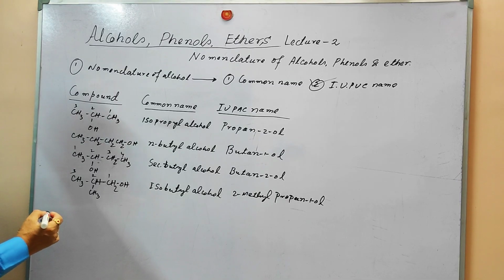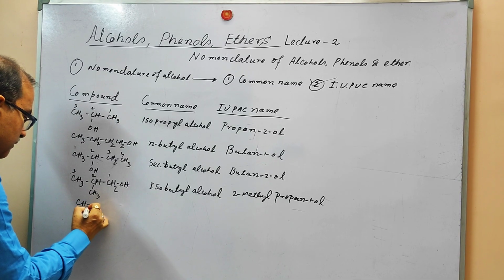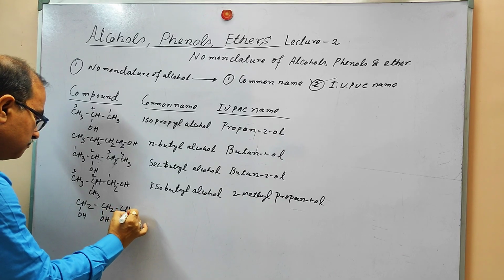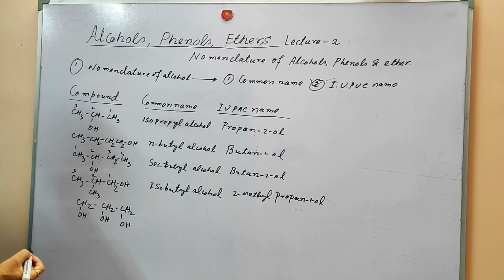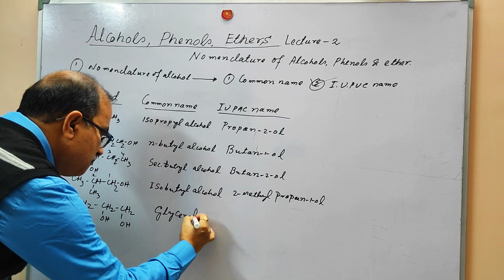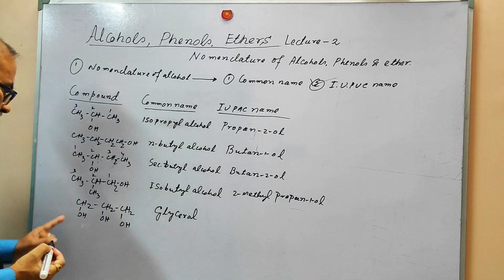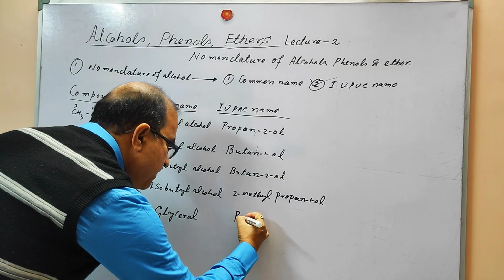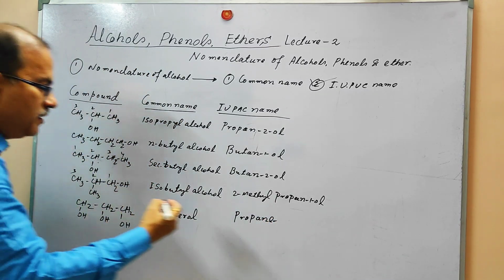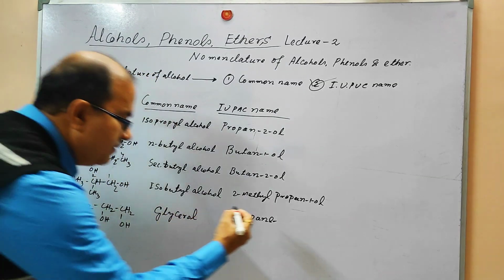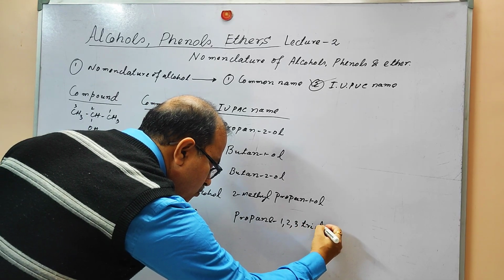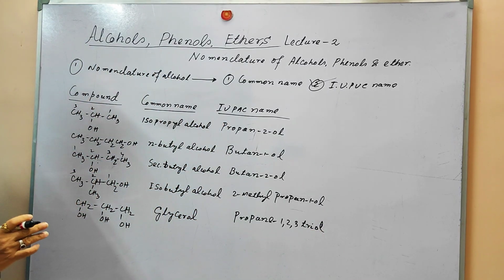Now we will have one compound which has 3 hydroxyl groups. The common name is glycerol, and the IUPAC name that we have to write: this has 3 carbon atoms, so propane, you have to retain this E. Then we have to locate the positions 1, 2, 3. Then triol, because there are 3 hydroxyl groups.